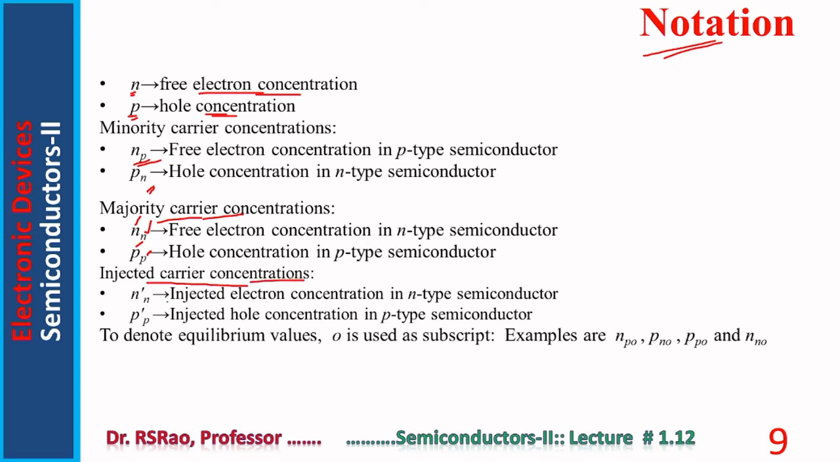Injected carrier concentration: n_n prime, p_p prime. n_n prime means injected electron concentration in N-type semiconductor. p_p prime, or p prime p, means injected hole concentration in P-type semiconductor. To denote equilibrium values, O is used as subscript. Example, n_p0, p_n0, p_p0, n_n0. This can be considered as O or 0. n_p0 means electron concentration on P side under equilibrium condition. Similarly, meaning can be given to other quantities also.